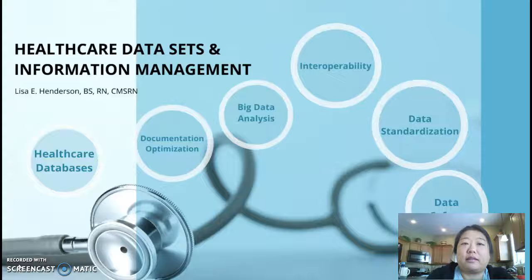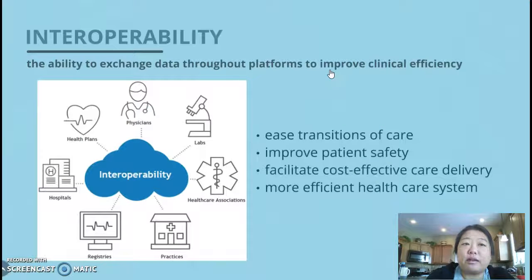Technology for reducing health care costs, reducing adverse events, and preventing readmissions requires healthcare data interoperability, or data through platforms to improve clinical efficiency and reduce provider frustrations. Our Epic system, which is our organization's electronic health record, allows us to exchange data with many other providers, which can ease transitions of care and improve patient safety. Further forging connections with other organizations, including insurance companies, can facilitate more efficient and cost-effective care delivery.